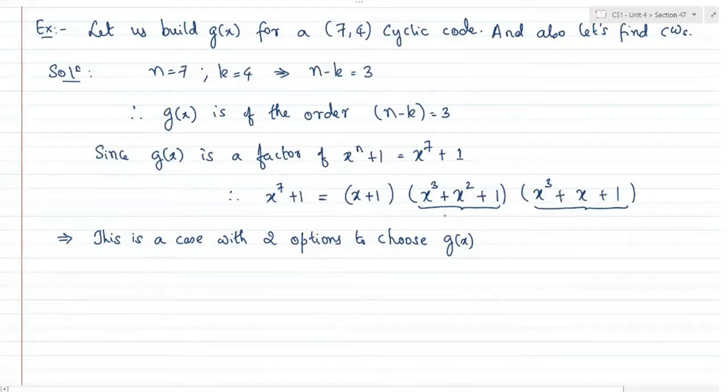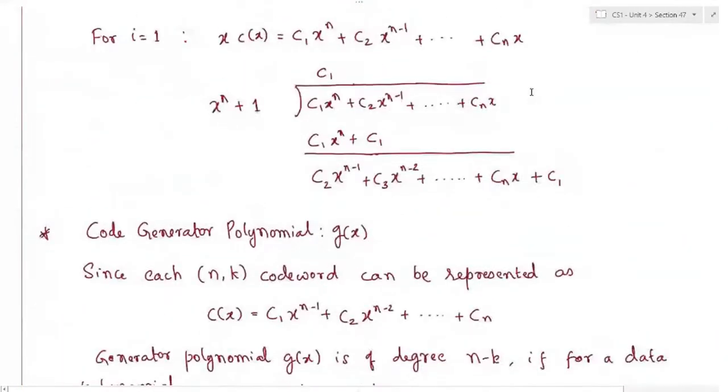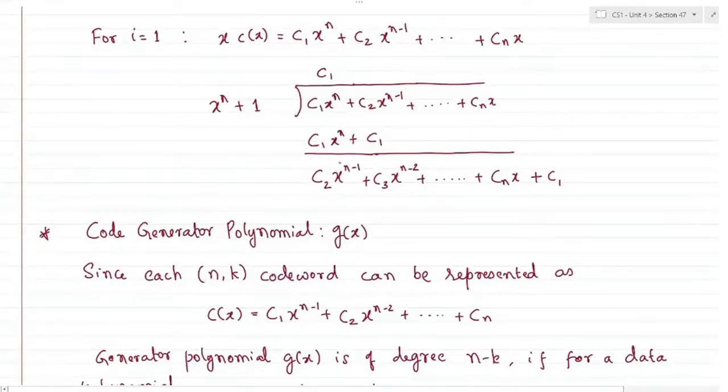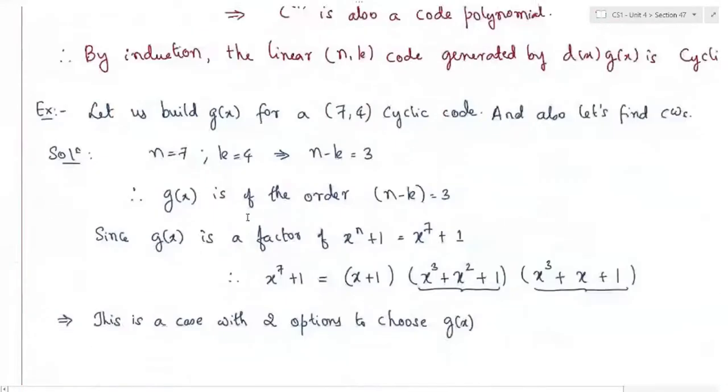If you divide by this, what will the remainder be? As I told you, by the theorem, when you divide by x power n plus 1, it will not give you the remainder 0, but the remainder will give you one polynomial which is also a part of the code word, a left shifted code word. So that justifies whatever we have done so far.